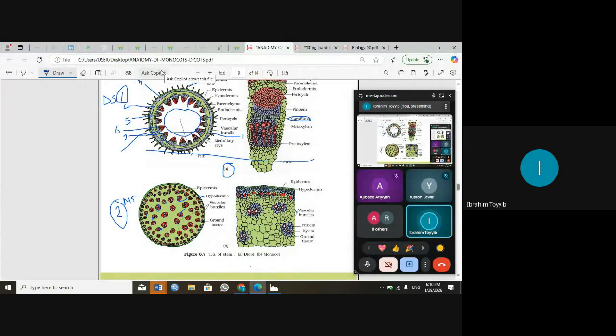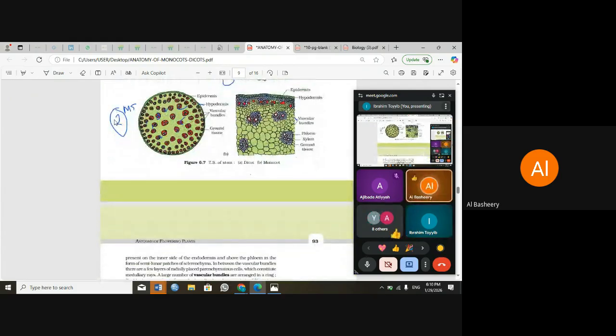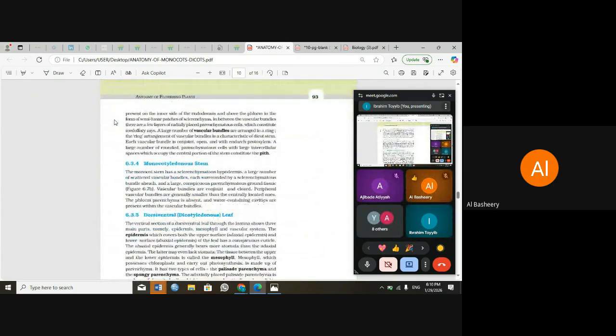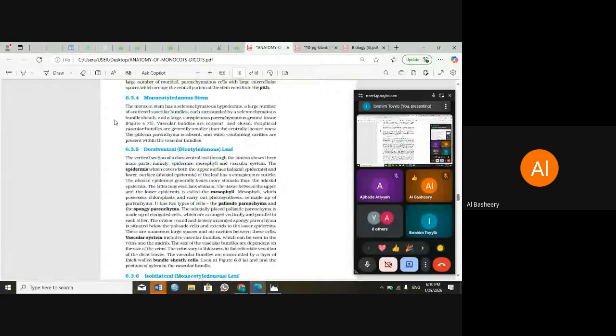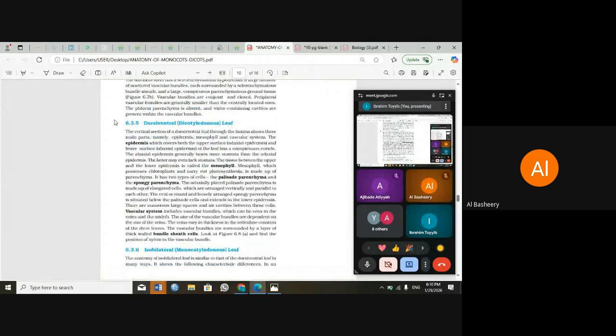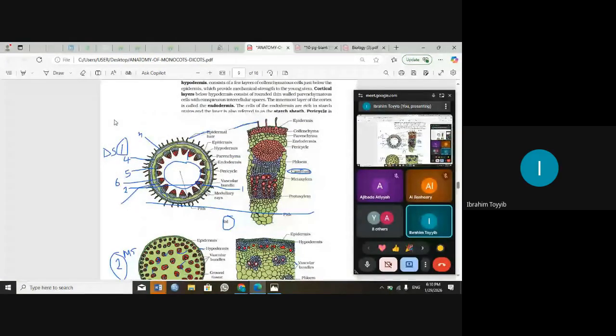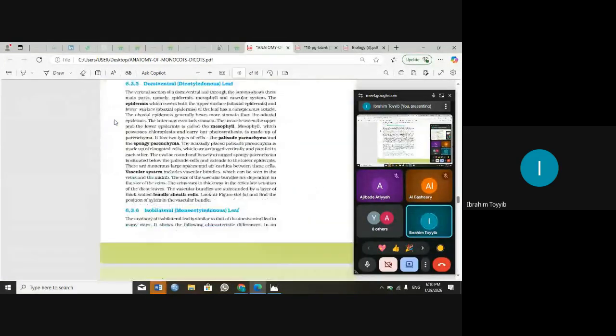So now we have looked at root and stem, it remains the leaf. Can we proceed? Have we looked at the spongy mesophyll? Okay, so it is in the leaf.